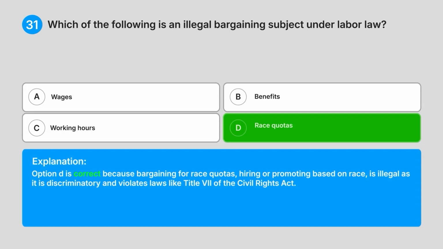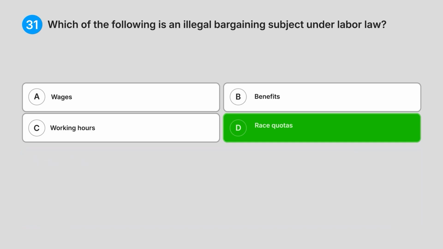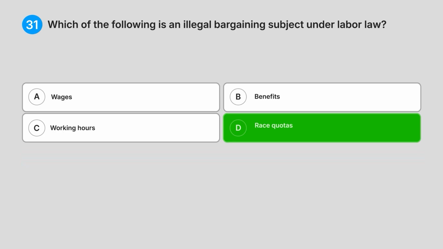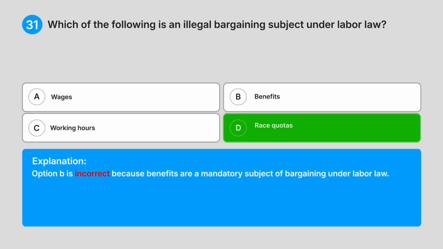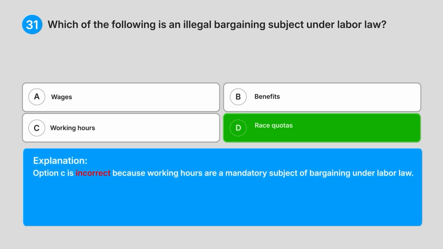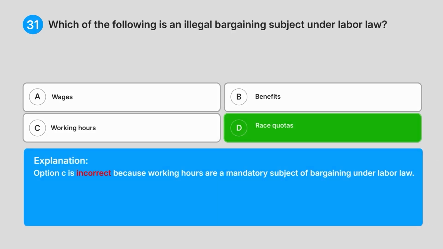Explanation. Option D is correct because bargaining for race quotas, hiring or promoting based on race, is illegal as it is discriminatory and violates laws like Title VII of the Civil Rights Act. Option A is incorrect because wages are a mandatory subject of bargaining under labour law. Option B is incorrect because benefits are a mandatory subject of bargaining under labour law. Option C is incorrect because working hours are a mandatory subject of bargaining under labour law.